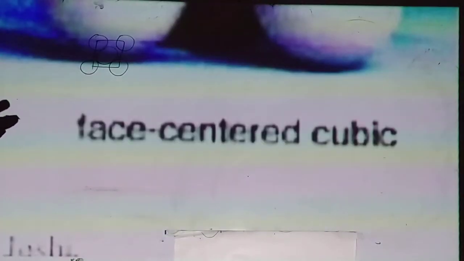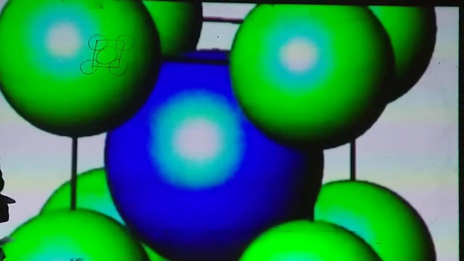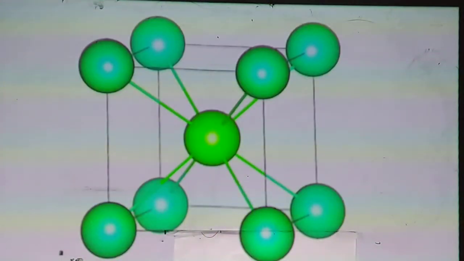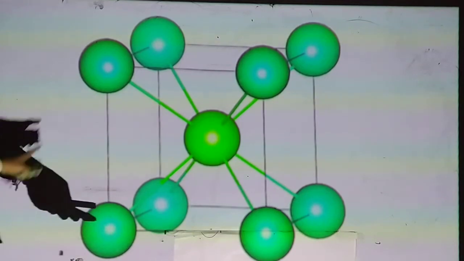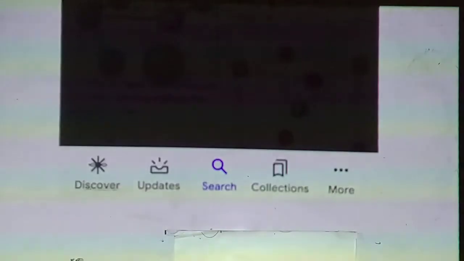This one is FCC. White colored spheres are on the corners and red colored ones are on the center of the face, not the center of the cube. Lying down, face centered. Once again, this one is a BCC, body centered close pack. This one is also body centered, clear view. 8 spheres are at the corners and one of them is in the body center.